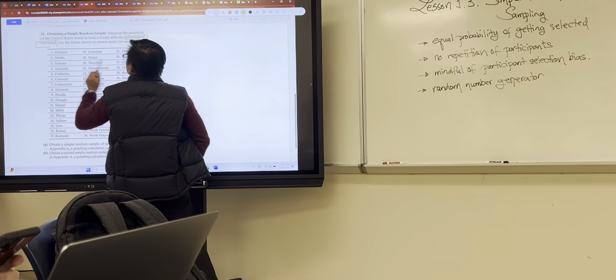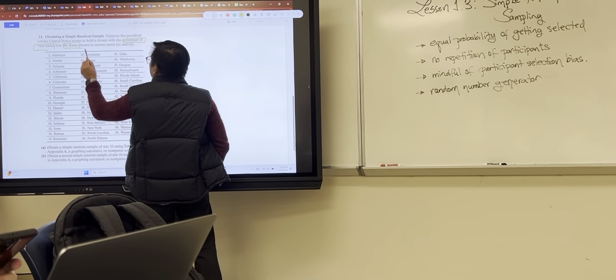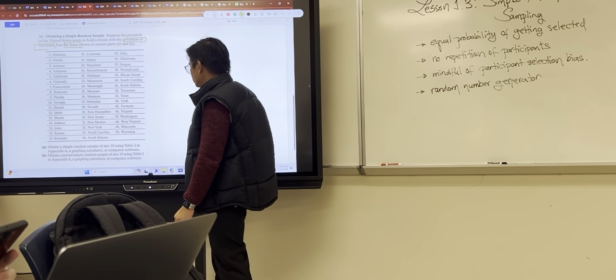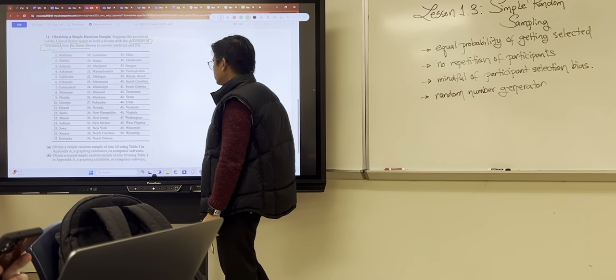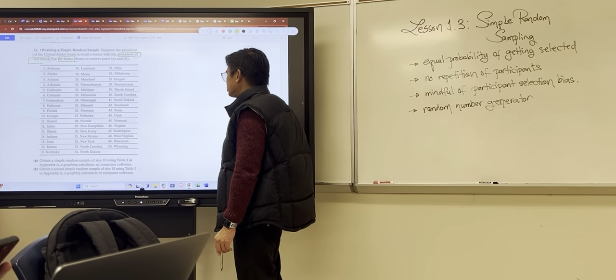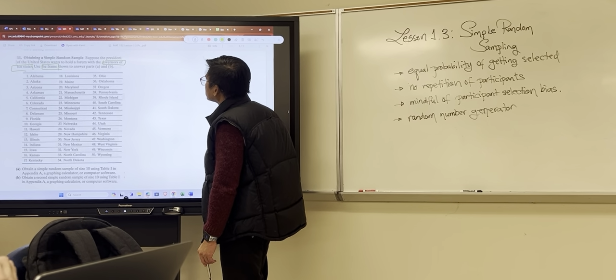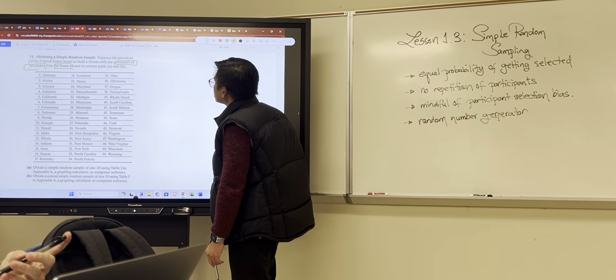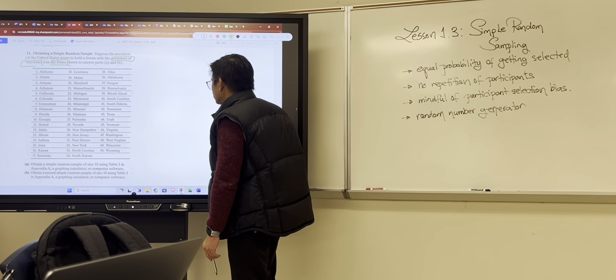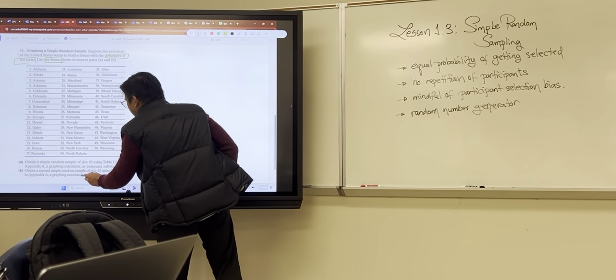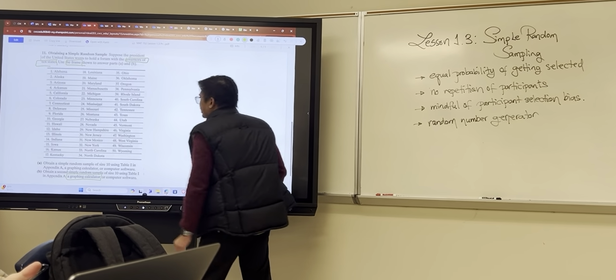A, obtain a simple random sample of size 10 using Table 1 in Appendix A, a graphing calculator or computer software. B, obtain a second simple random sample of size 10 using Table 1 in Appendix A, a graphing calculator or computer software. Thank you. So again, this time we're going to use a graphing calculator for this.